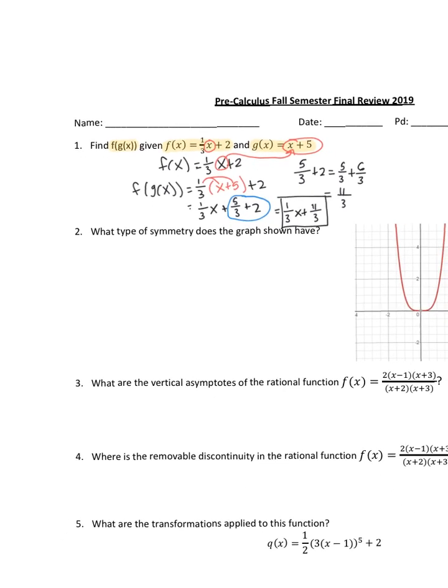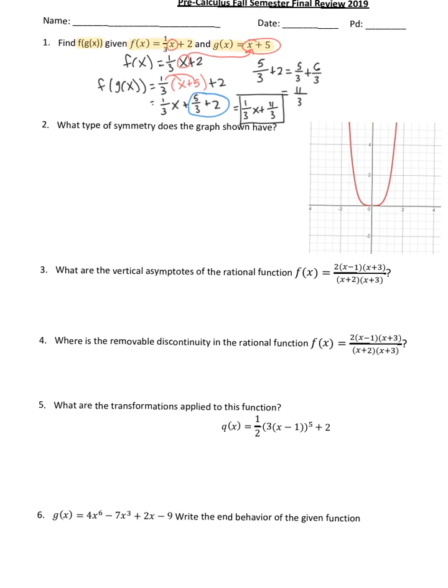Okay, number 2, what type of symmetry does this graph have? Your 3 different options for graph symmetry are x-axis, y-axis, and origin. You're looking for what line you can cut this in half about and it looks the same on both sides. So if I cut this graph in half along the y-axis, it looks identical on this side and on this side. So this graph has y-axis symmetry.